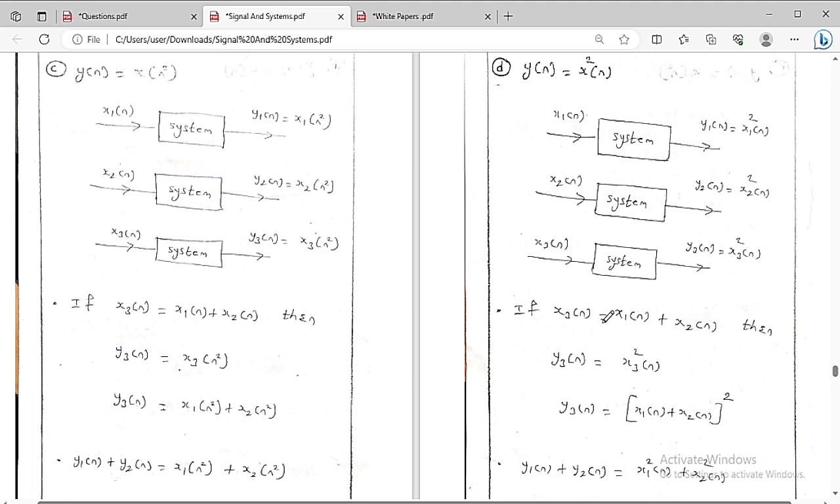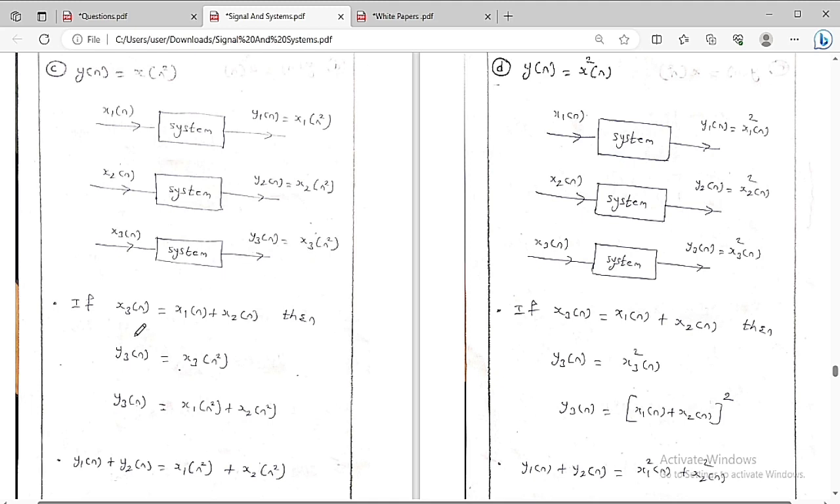Similarly, let's go for system C and see whether it is linear or non-linear. What is system C? y of n is equal to x of n square. For the system, the input is x of n and the output is y of n is equal to x of n square. Let us discuss this more. For the system, if the input is x1 of n, the output is y1 of n is equal to x1 of n square. For the same system, if the input is x2 of n, the output is y2 of n is equal to x2 of n square. Similarly, if the input is x3 of n, the output is y3 of n is equal to x3 of n square.